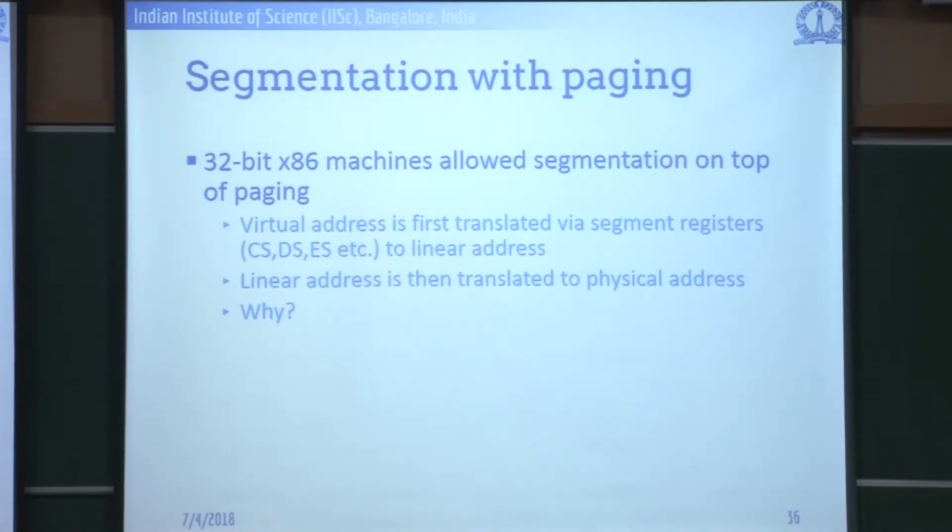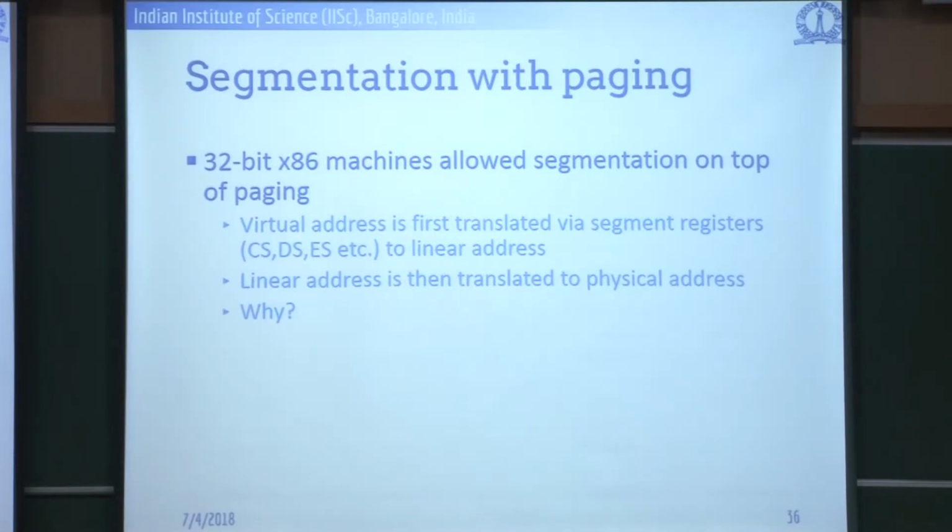So particularly on x86 32-bit machines, the hardware takes the virtual address, maps it to what they call a linear address through segmentation, and then translates it again through paging to the actual physical address. Why did they do that? They thought it would help some software development, because there was some semantic that you are attaching and so on.